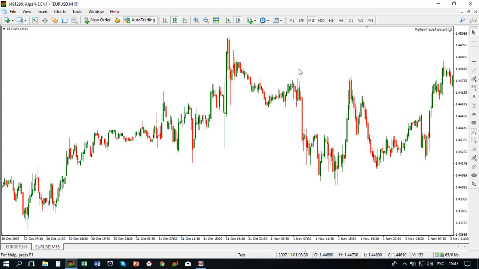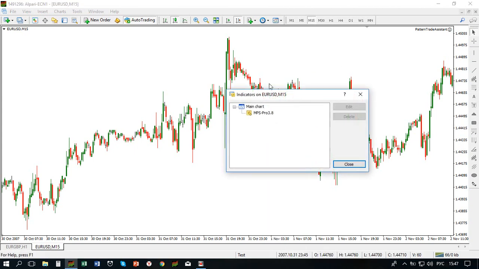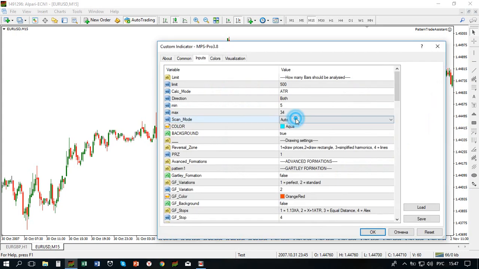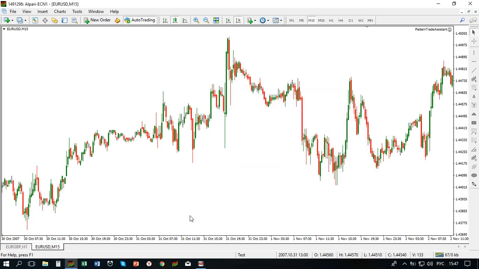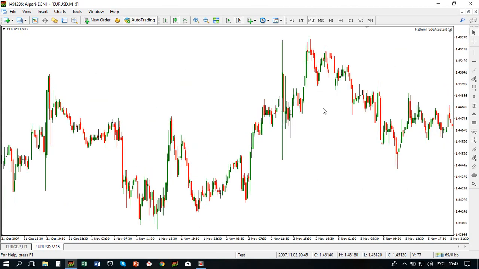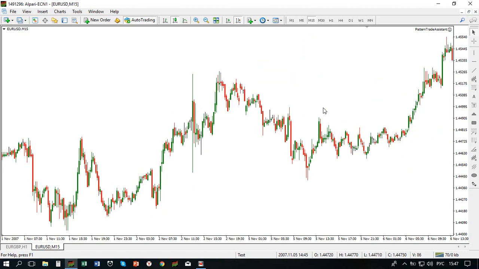Well, first of all, what are my ideas? My first idea is this. Let me draw some Cypher pattern. To do that, I need to switch auto to manual. Here's the Cypher pattern: X to A to B to C. Let me find and draw it on the chart. Let's start from here. X to A to B to C, and the completion point goes here. Okay, here's the Cypher pattern.